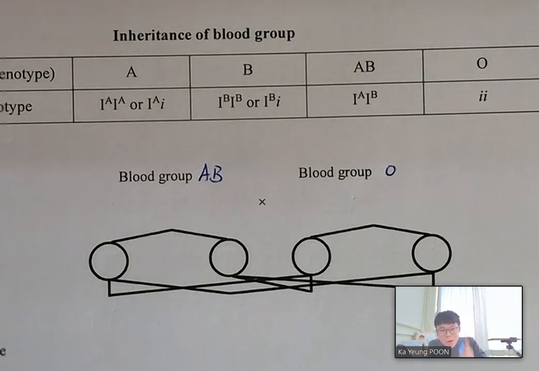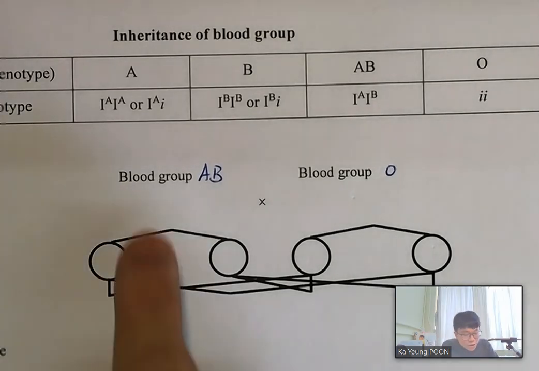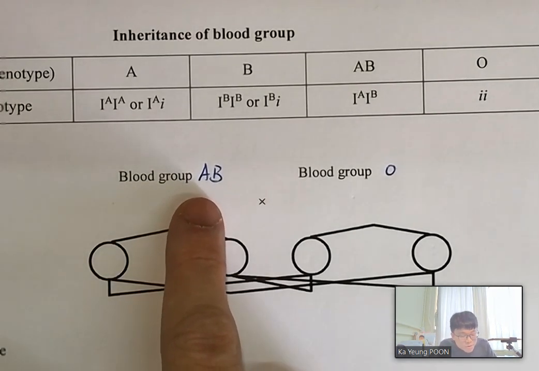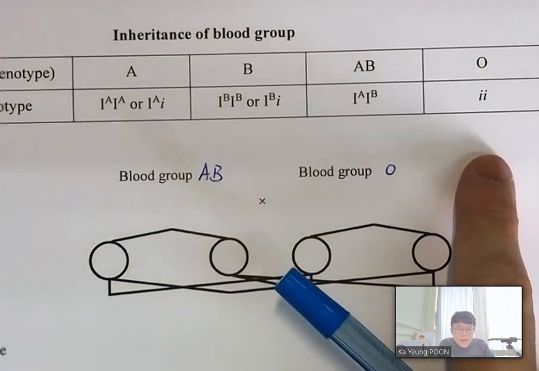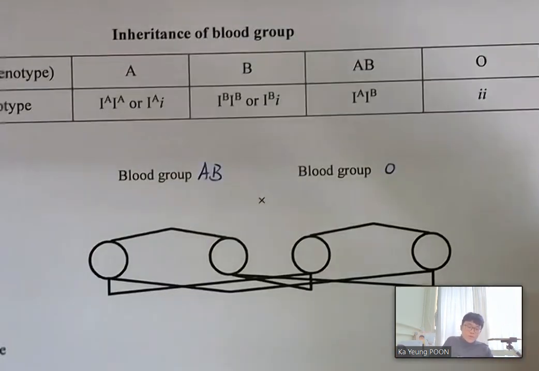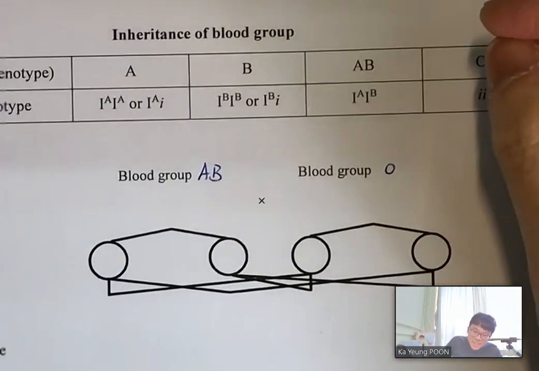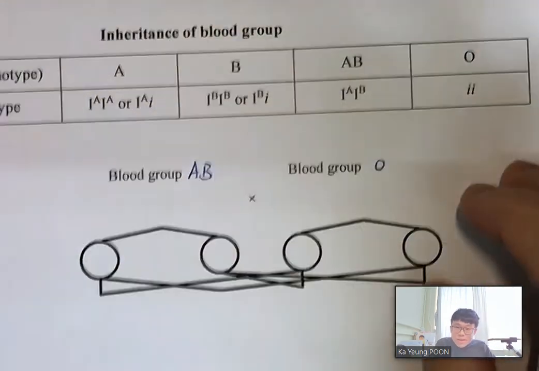The answer is definitely no. If you know that one of your parents is AB and one of your parents is O, and you are AB or you are O, you're so unlucky again, you're adopted. Okay, let's work on the biology.